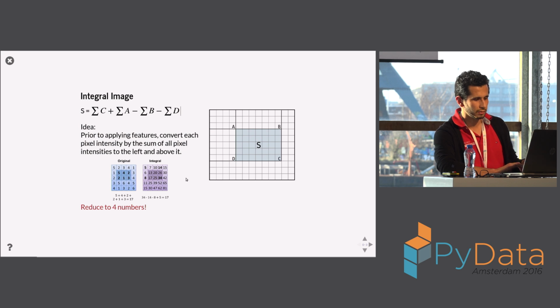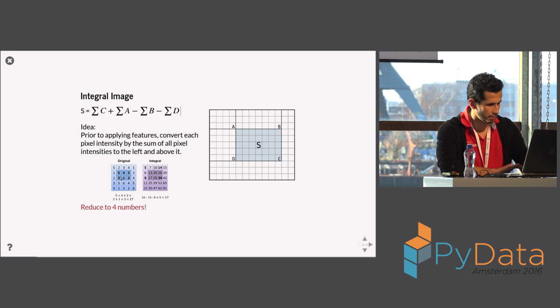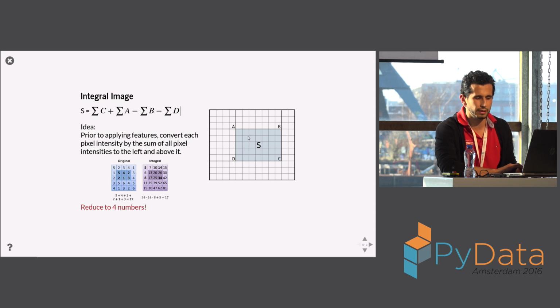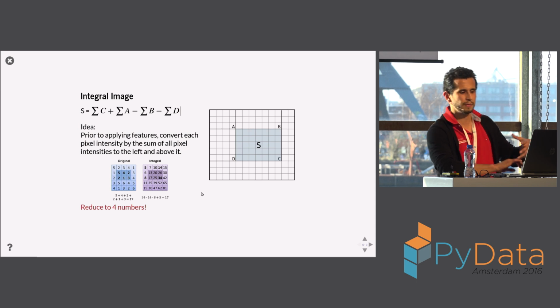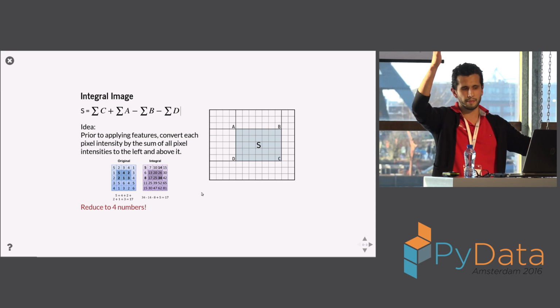So this is an example here. Now, for example, if I want to know the pixel intensity in this region, I don't need to sum this anymore. This is equal, of course, to all the region in C, and then plus A minus the region here in B, which includes all this, and minus D in this. So every point is defined as the sum of the pixel intensities to the left and up.